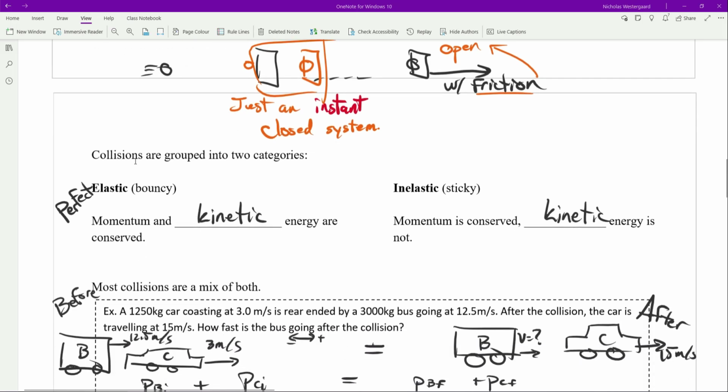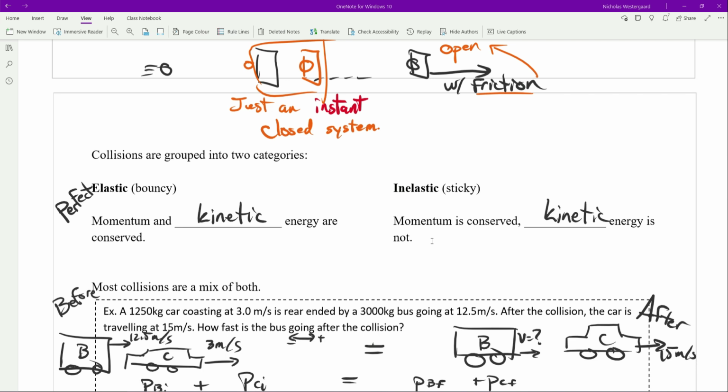Now we have two categories of collisions. There are things that are called perfectly elastic collisions. These are perfectly bouncy ones. These are collisions where the momentum and kinetic energy are both conserved. And then there are inelastic collisions, which tend to be stickier collisions. These are where momentum is conserved, but the kinetic energy is not.